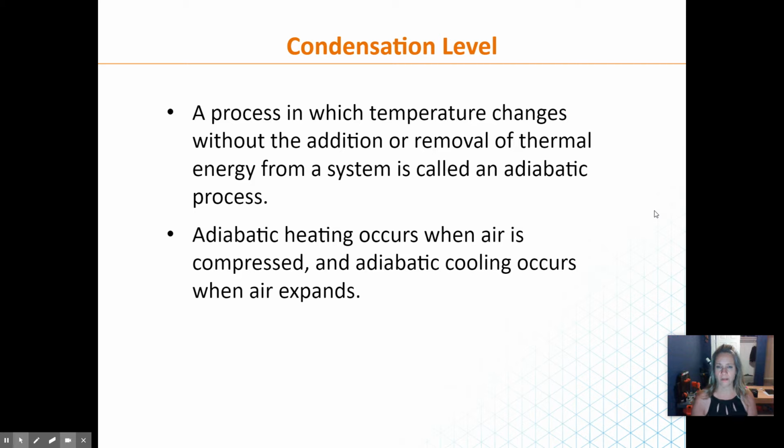So this process of releasing latent heat or absorbing latent heat is called adiabatic, and we usually refer to it as adiabatic cooling. So heating occurs when the air is compressed. Adiabatic cooling occurs when the air expands, so as it rises. Air is going to expand when it rises, and when it is compressed, it's lowering in the atmosphere.